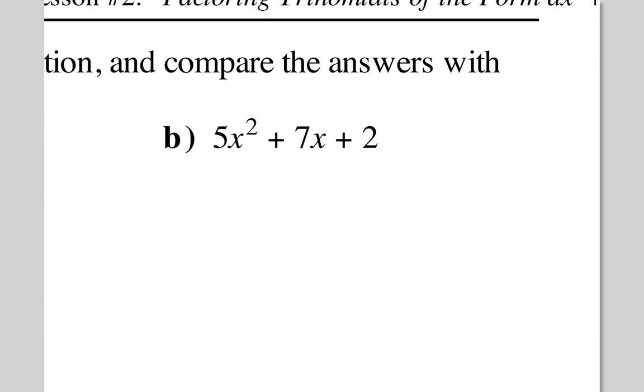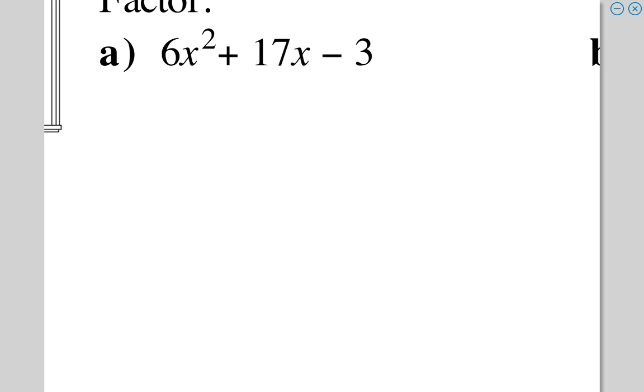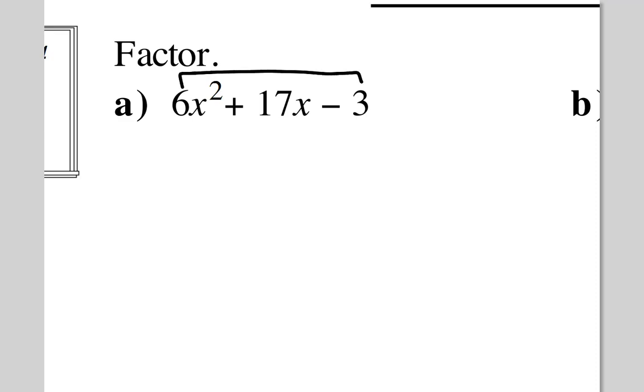Did we just do this one? No. Don't even lie to me. Okay, let's do this one. Okay, where do we start? Okay, 6 and 3 make negative 18, and then we got to get to 17. So how's that going to work? What multiplies to 18 and gets to 17?